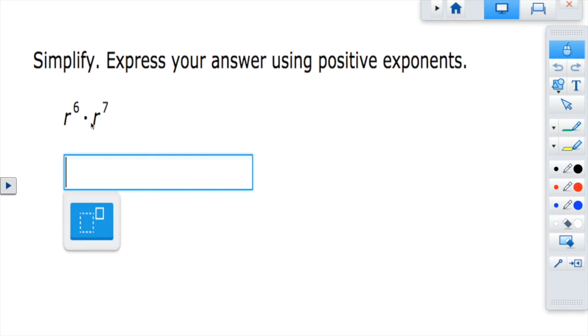So our rule for exponents is when we are multiplying, we add the exponents together. And let me show you why.